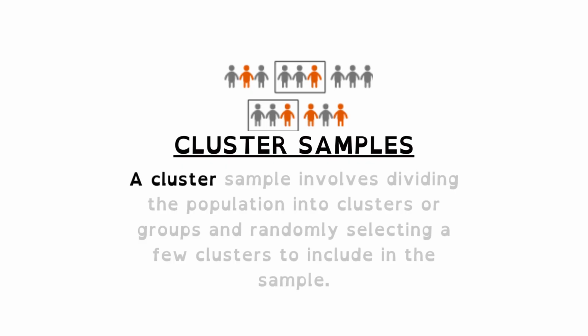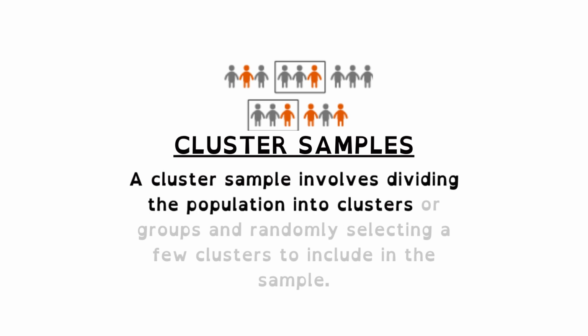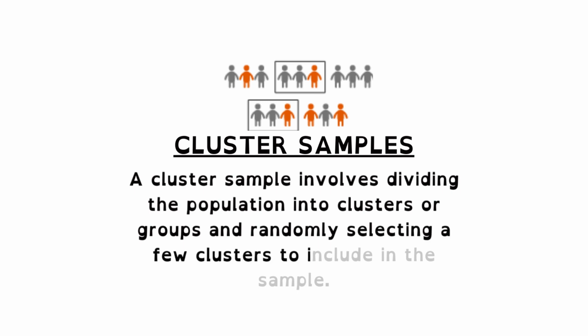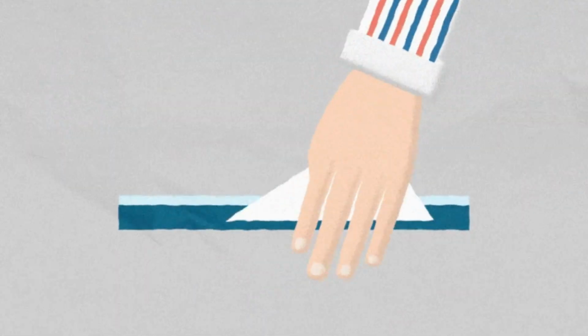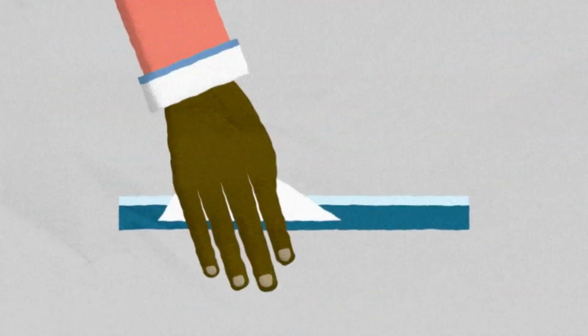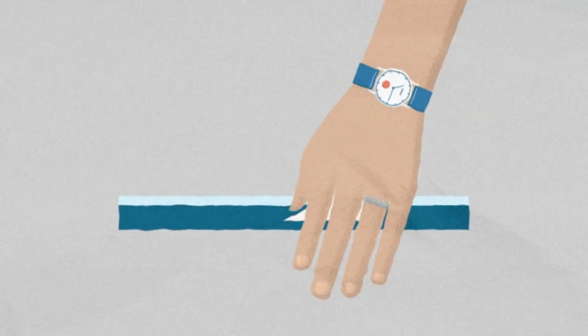Moving on, let's discuss cluster samples. A cluster sample involves dividing the population into clusters or groups and randomly selecting a few clusters to include in the sample. For instance, if you want to study the voting preferences in a city, you can randomly select a few districts within that city and survey the voters within those districts.